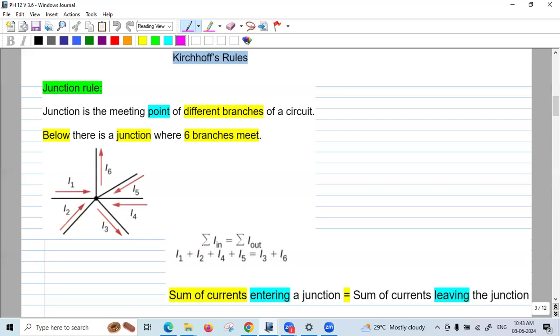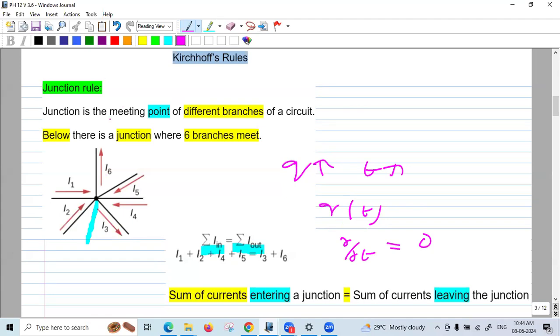So whatever current is entering should leave. The summation of incoming currents should be equal to the summation of outgoing currents in steady state. Suppose this is not true, it means there will be accumulation of charge here. Once there is accumulation of charge, it means Q at that junction is increasing as time is increasing. So Q is a function of time, right? Once I say steady state, nothing is changing with time. Dou rho by dou t of everything should be zero. So nothing should change in time. Whatever is going in should flow out.